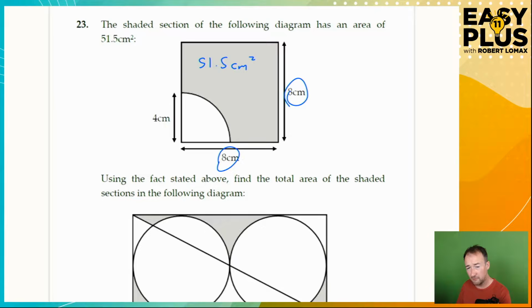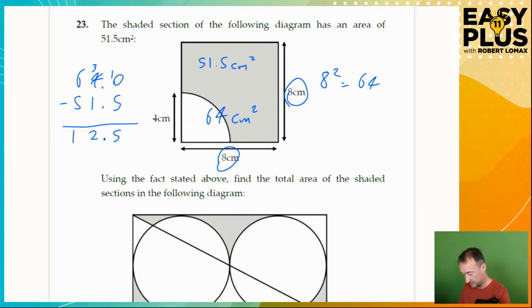And that must mean that the area of the entire square is 8 squared, which equals 64. So the area of the whole square is 64 centimeters squared. And if the area of the whole square is 64 centimeters squared, and the area of the shaded bit is 51.5 centimeters squared, then we can find the area of this quarter circle in the corner.